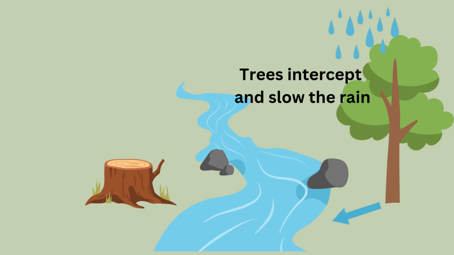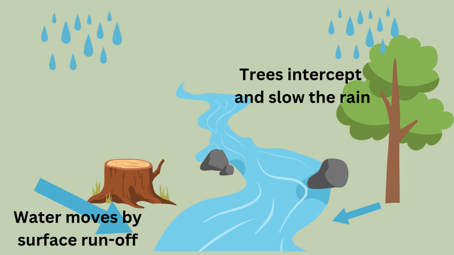Now, because those trees weren't there, again, it means that all of that precipitation was moving by surface runoff into the river, and the faster the water gets into the river, the far higher the chance is that you're going to experience a flood.